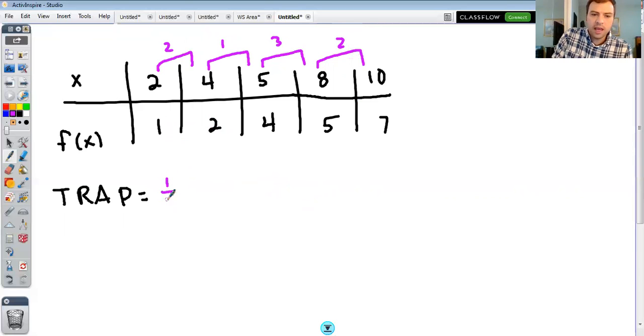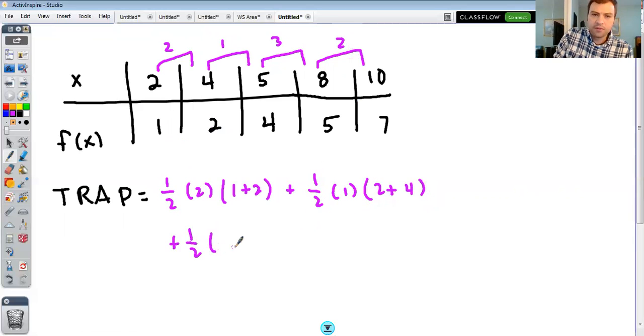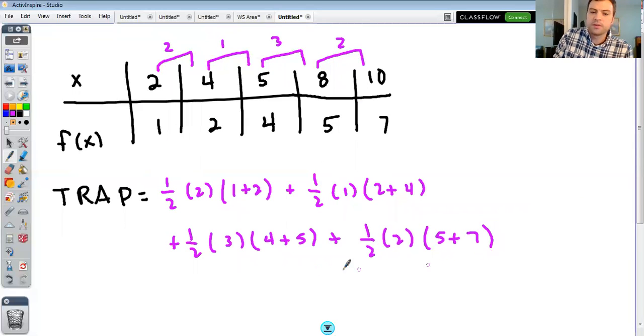So our formula is half the height, so half the jump times the sum of the two y values. That's the first one. Plus half the jump times 2 plus 4. Plus half the jump times 4 plus 5. Plus half the jump, 5 plus 7. So I put together these four, and that's going to be my trapezoidal sum.